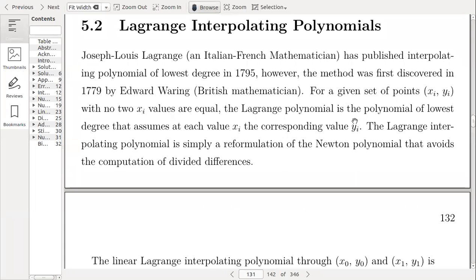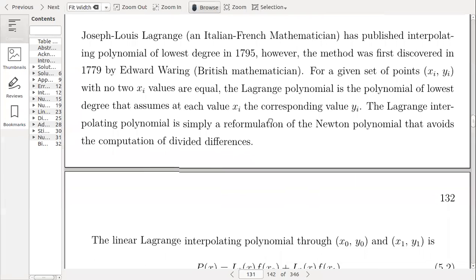For a given set of points xi, yi, with no two xi values equal, it means there should not be two equal points in the domain, or you can say that for different points in the domain, the Lagrange polynomial is the polynomial of lowest degree that assumes at each value xi the corresponding value yi. It means this polynomial can act as a 1-1 correspondence or injective function.